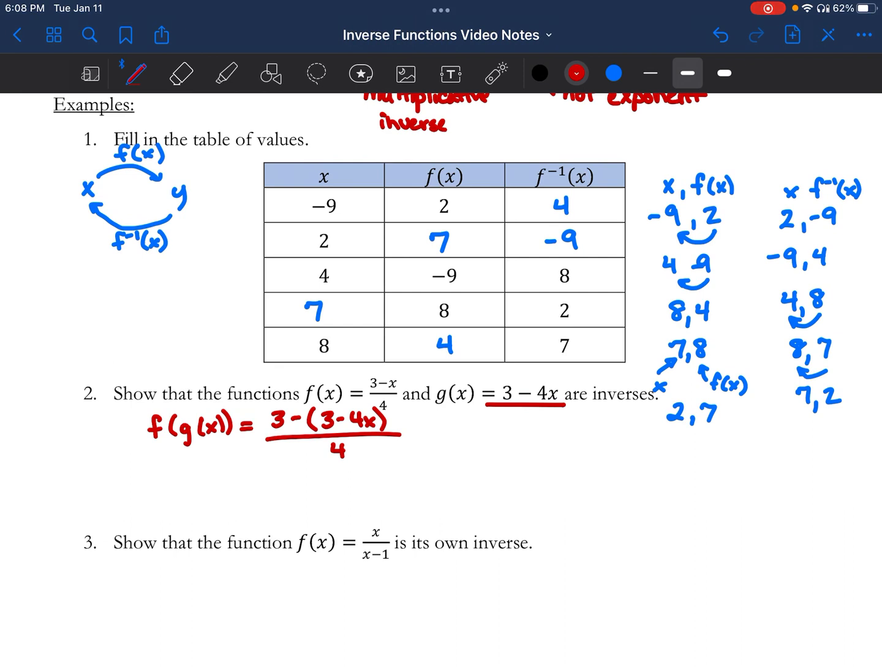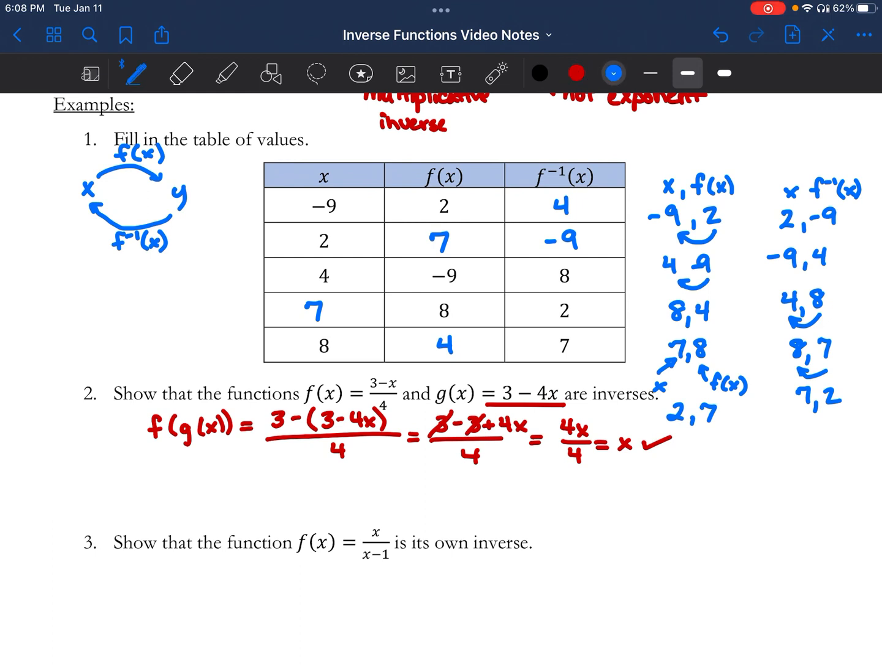So first and foremost, I notice this negative that I need to distribute. So we'll have 3 minus 3 plus 4x. 3 minus 3 is going to cancel. That's going to give me 0, leaving me with 4x over 4. Now 4 divided by 4 gives me 1, so that's going to be 1x left over. So that one checks out.